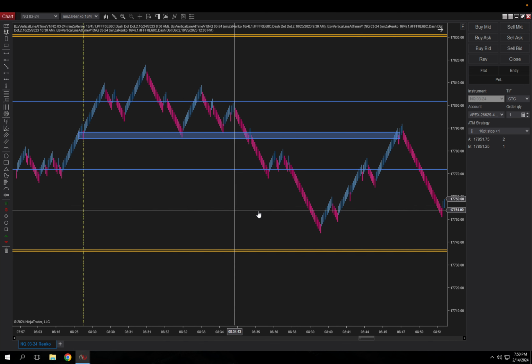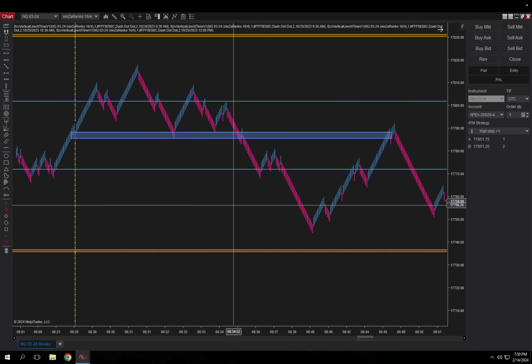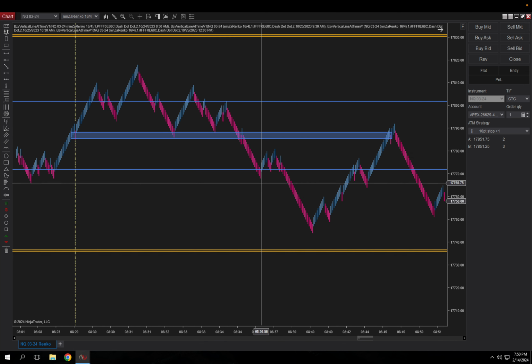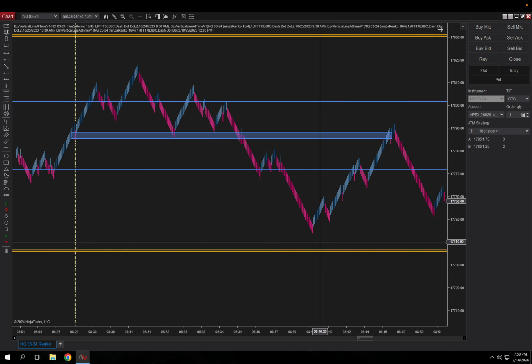So that's the challenging part about the pivots. The pivots are there to guide you, but you need to be adding to your position. If you were waiting and had an order right here, then you would have missed out on the move.